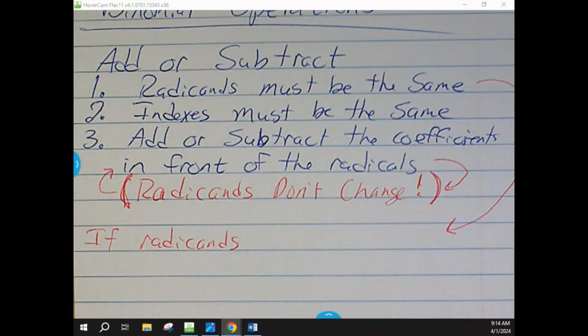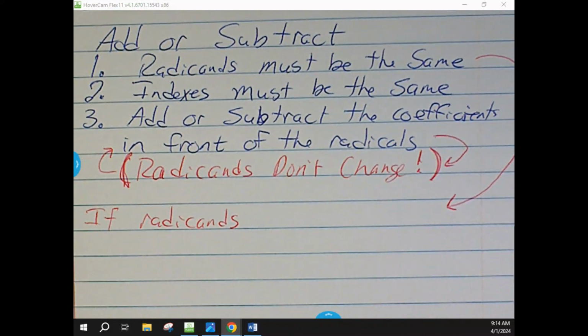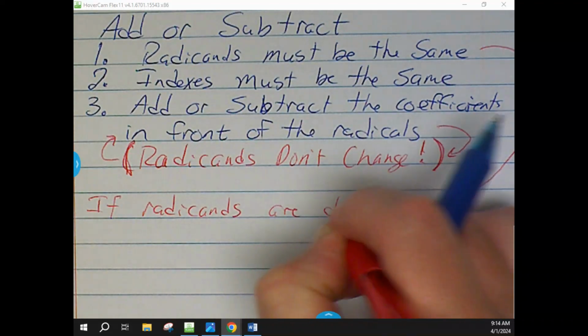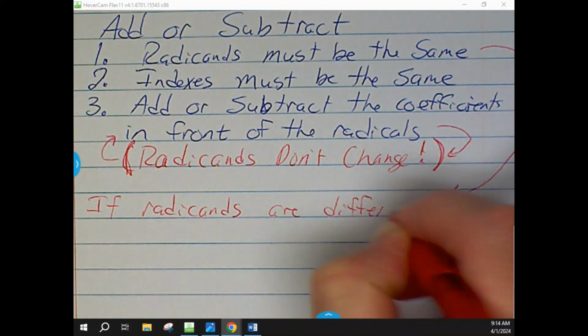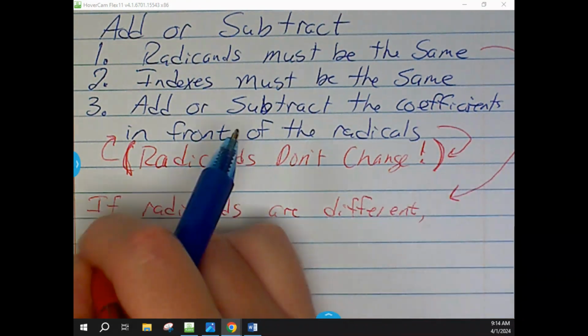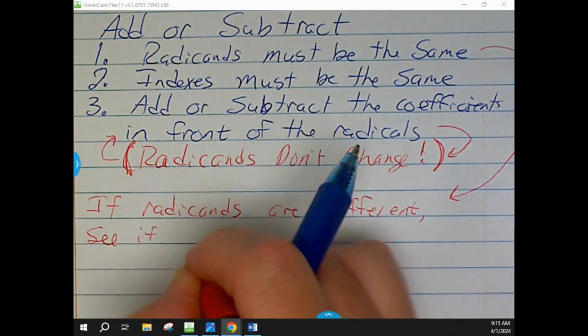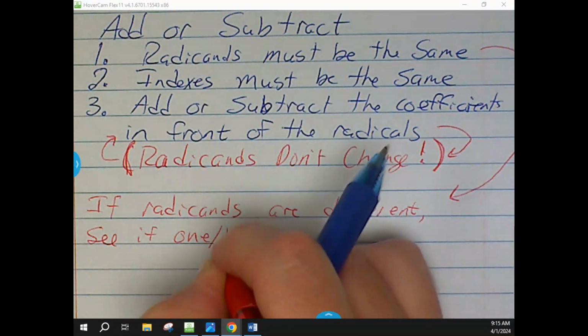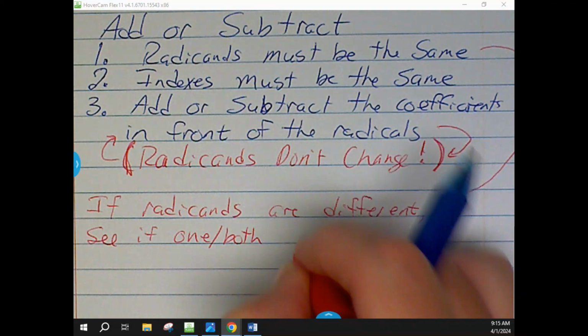So we'll want to wait till we did some of these. I'm going to go ahead and put here: if the radicands are different, see if one or both can be simplified.